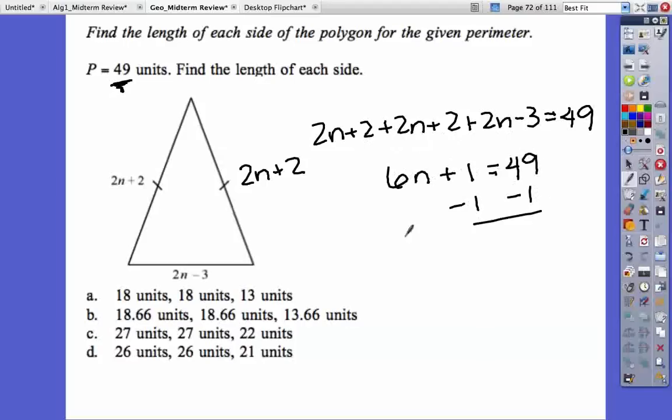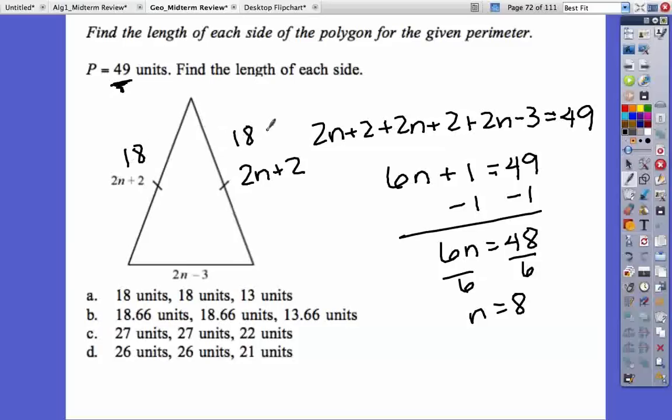Subtract both sides by 1. Get 6n is equal to 48. Divide both sides by 6. N is equal to 8. And so if I find the length of each side, 8 times 2 is 16 plus 2 is 18. These two sides are 18, which means that A has to be my correct answer. 8 times 2 is 16 minus 3. This side is 13, which verifies that A is my correct answer.